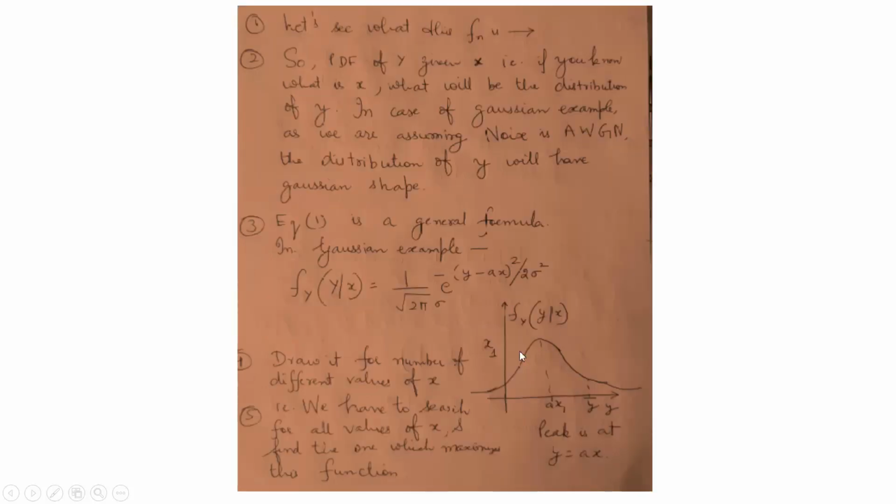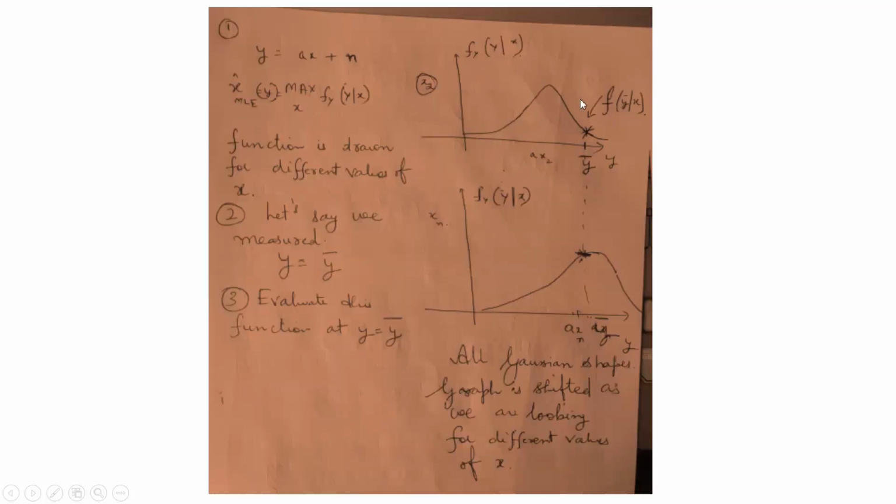I take the value of this function at y bar for x1. I take the value of this function at y bar for the case of x2, and at y bar for the case of xn. That means I take the value of this function for my measured value, which is y bar, and I will find out what is the maximum value of this function. So corresponding to that maximum, that is our estimate of x.